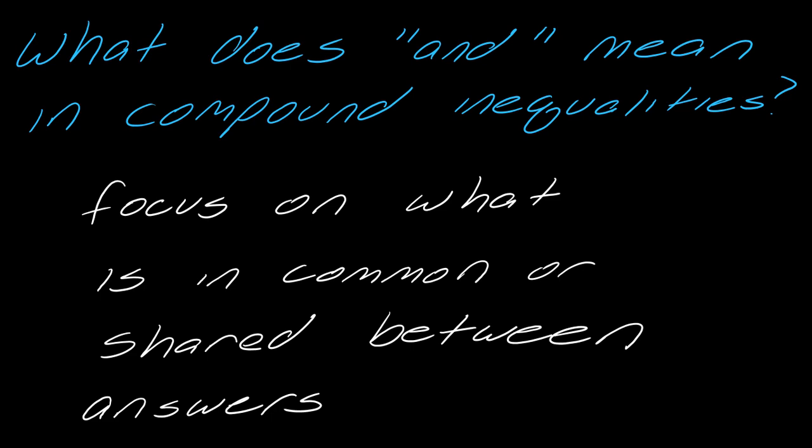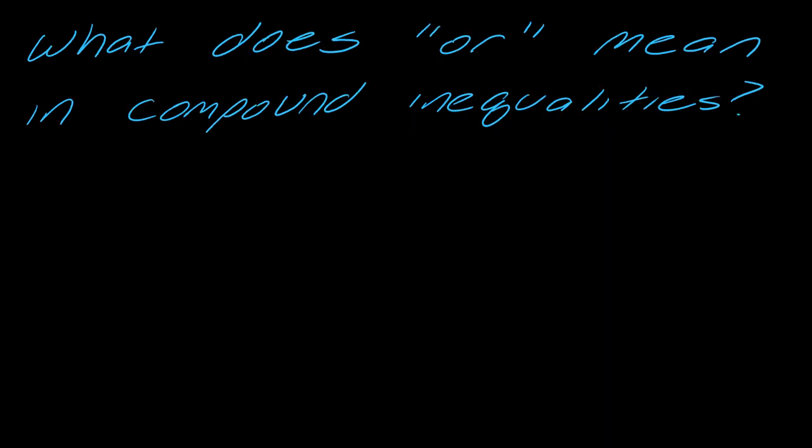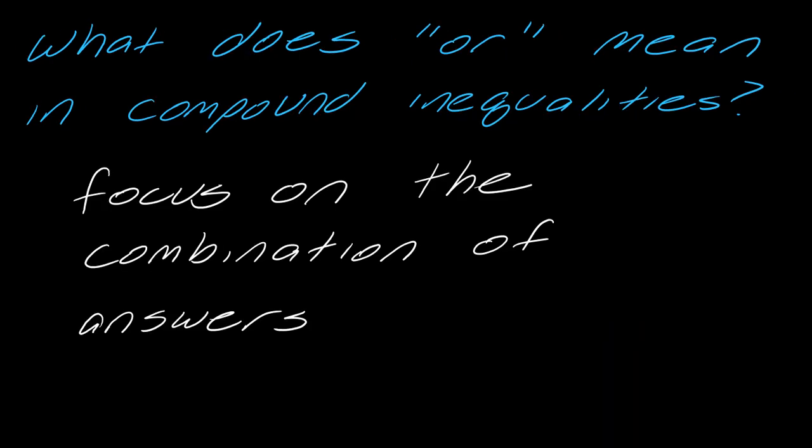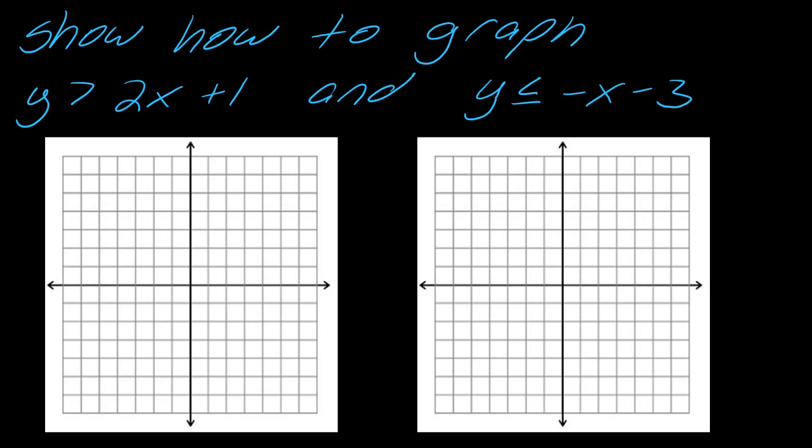When you see "and," you want to focus on what is common or shared between the answers. And then what does "or" mean in compound inequalities? You really want to focus on the combination of the answers. So what I want to do here is jump right into an example.